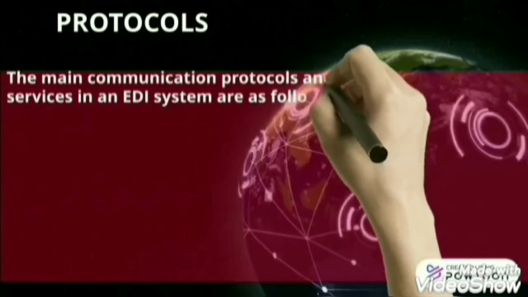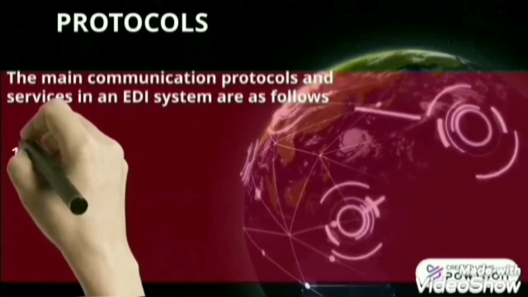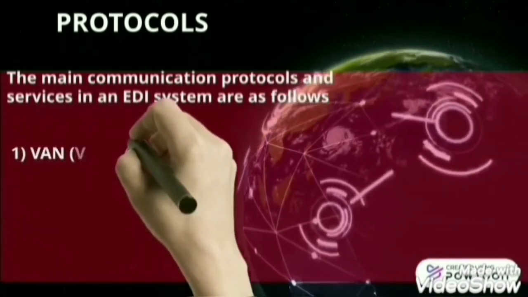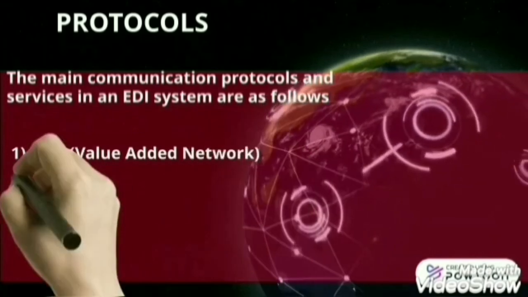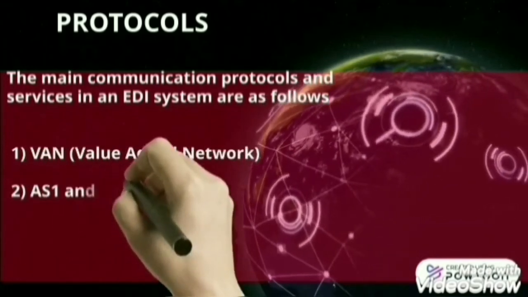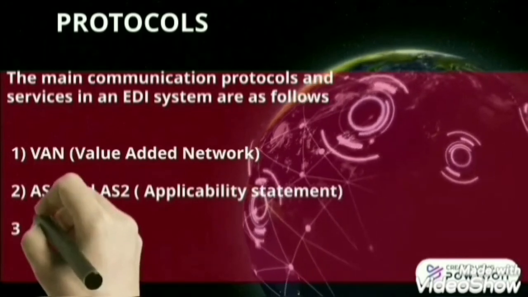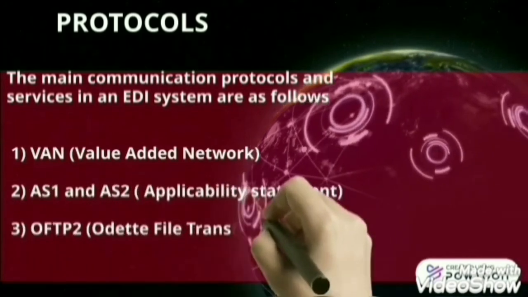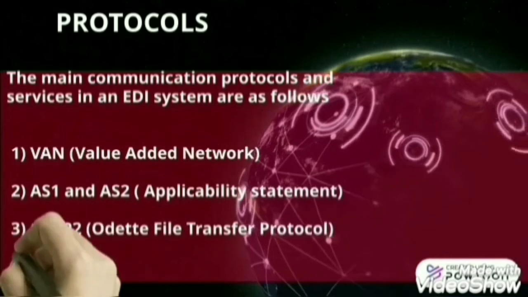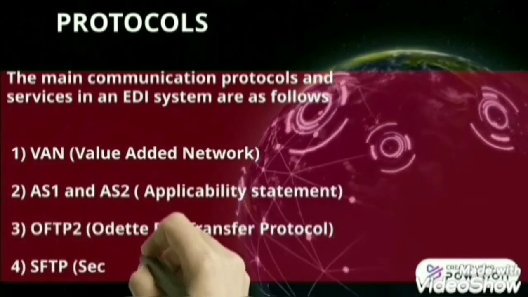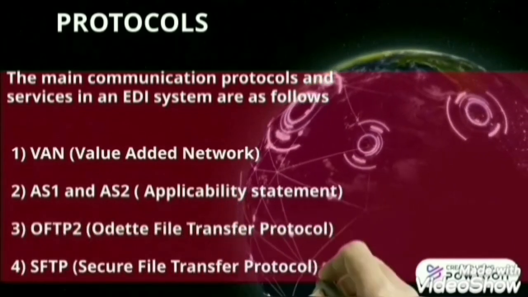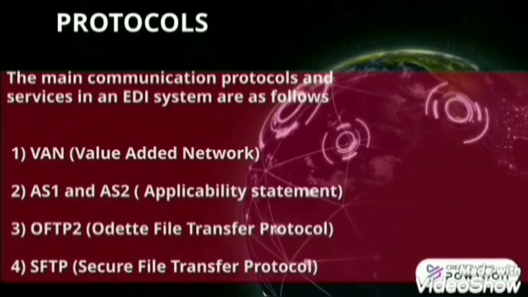The main communication protocols and services in an EDI system are as follows. Number 1. VAN, Value Added Network. Number 2. AS1 and AS2, Applicability Statement. Number 3. OFTP2, Odette File Transfer Protocol. Number 4. SFTP, Secure File Transfer Protocol.